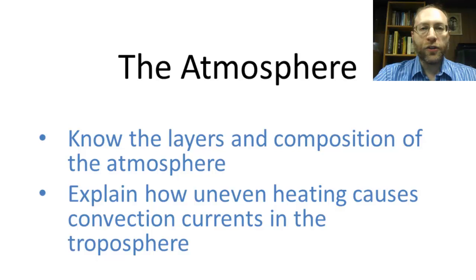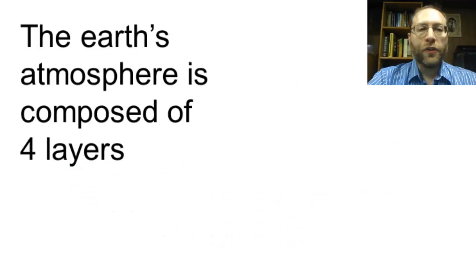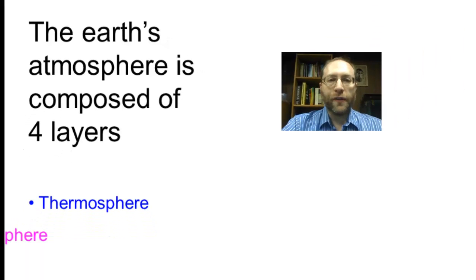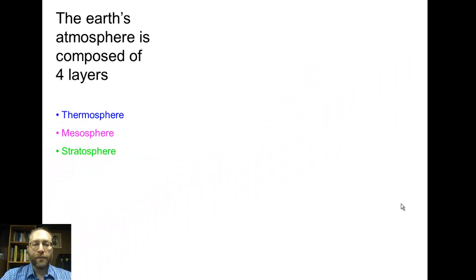Hello, in this vodcast we are learning about the atmosphere, and our learning targets for this vodcast are first to know the layers of the atmosphere and the composition of the atmosphere. Our second learning target is to explain how uneven heating causes convection currents in the troposphere, which is the lower layer of the atmosphere. First, the Earth's atmosphere is composed of four layers: the thermosphere, the mesosphere, the stratosphere, and the troposphere.